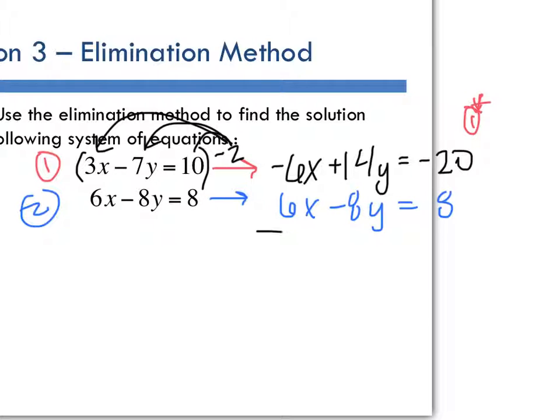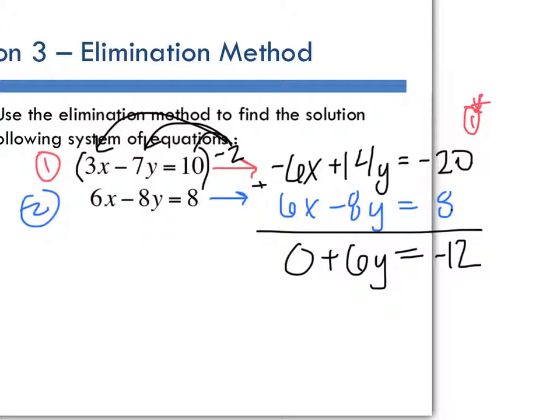Now here's the really cool part, what I was trying to get to in the beginning. When you add these two, you're going to get 0 over here. You can say 0x, but I'm just going to say 0, because -6x plus 6x is 0. Now 14y minus 8y gives you 6y, and -20 plus 8 gives you -12. This is super similar to what we've been doing in the past, so all you have to do is divide by 6. y equals -2. So we're kind of done with one of the variables.